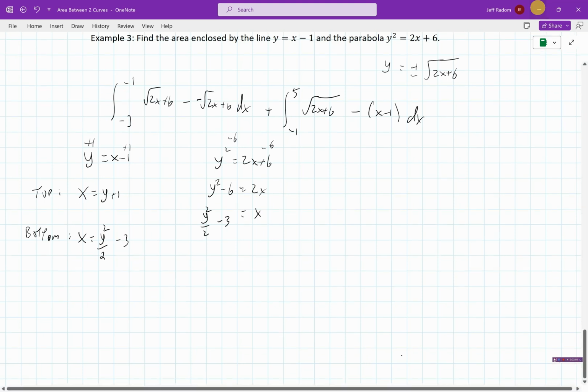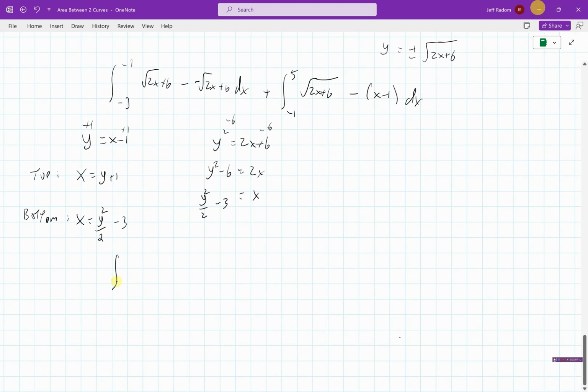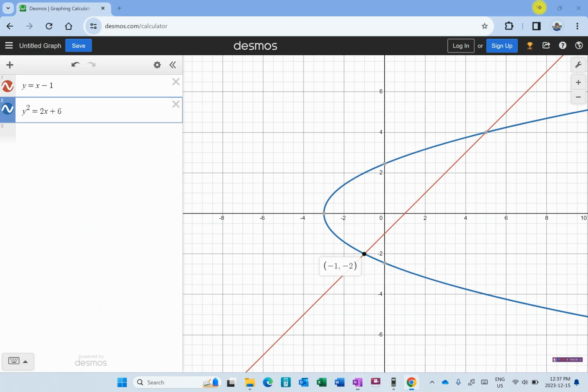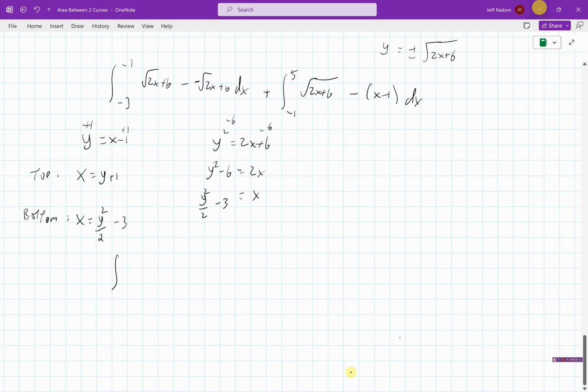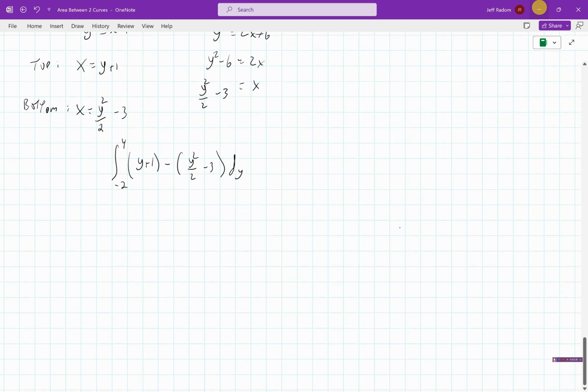So now if we're setting up an integral here, and I can't remember what the y values were, from -2 to 4. So we're integrating with respect to y, so the y values go from -2 up to 4. Our top function, which was y plus 1, minus our bottom function, which is y squared over 2 minus 3. And we're integrating now with respect to y.